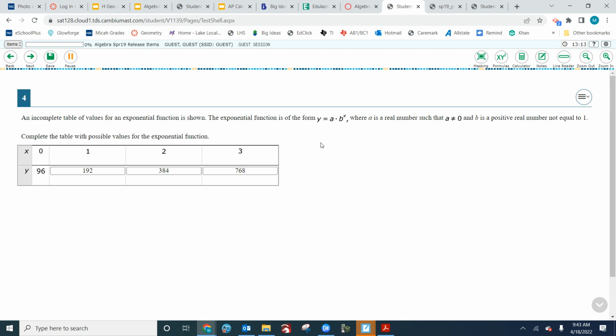Now, what if we would have chosen A? By the way, A had to be 96. Do you agree? Yep. A had to be 96. What if someone would have said 96 times 3 to the x? They'd have different values. And that's okay. They said, what are possible values? Yes? Yep. All right.